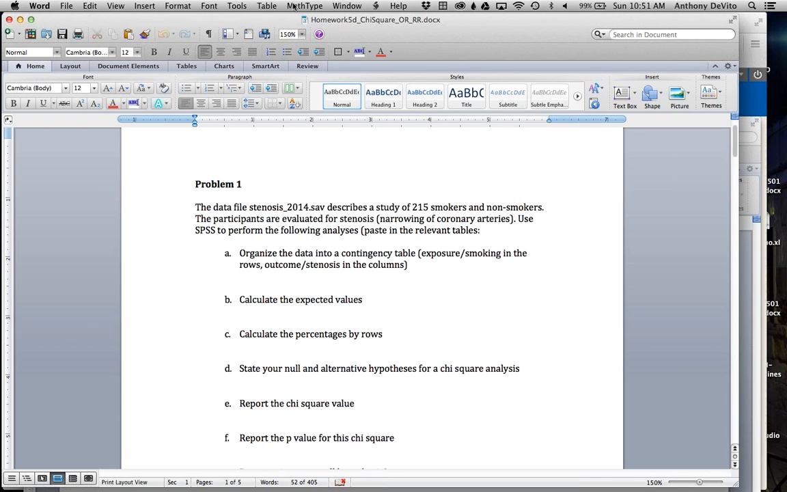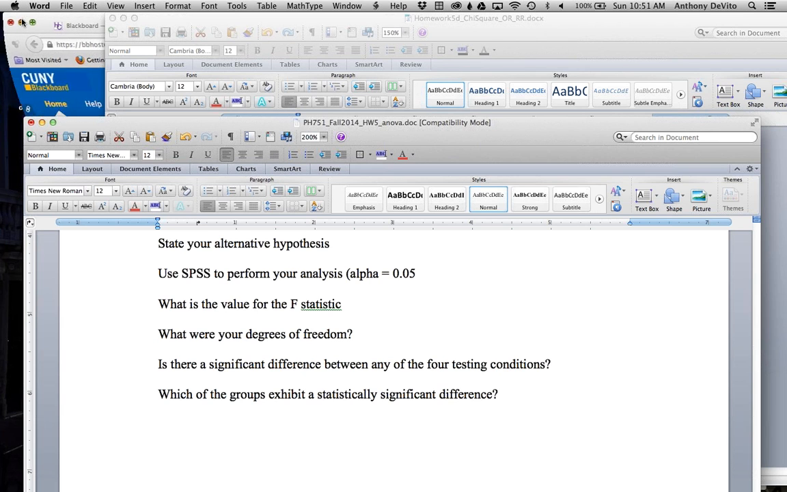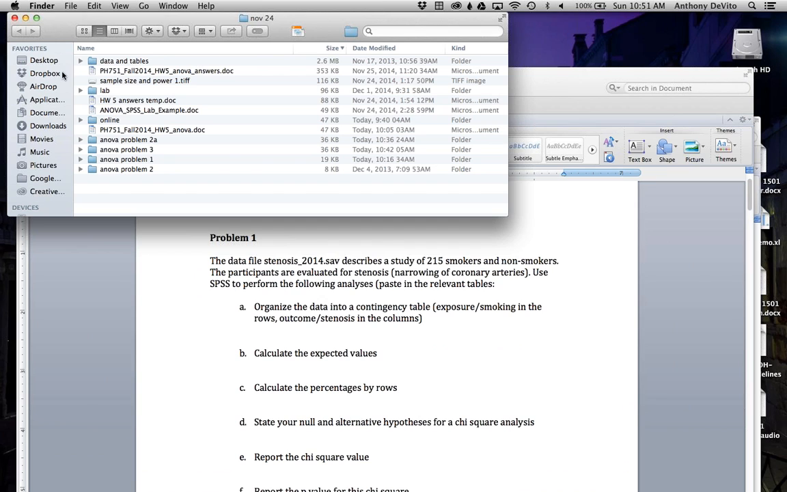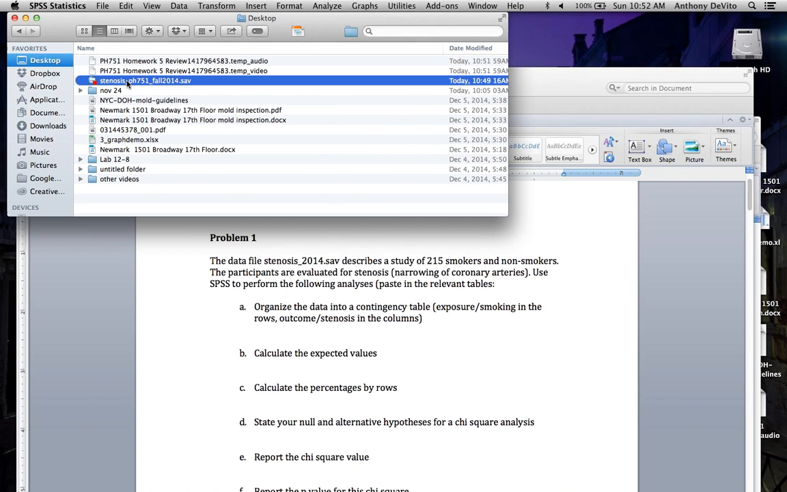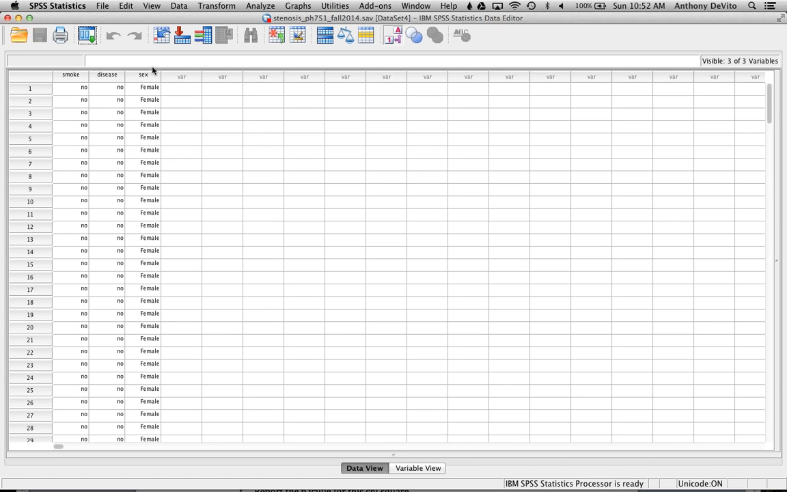Okay, so I'm going to open up that data set that I just stored on my desktop, and hopefully I'll be able to find it. Let's see, there it is. Good. Okay, and there's our data. I also have data on gender, for instance. Here's my data on disease. They have stenosis or they don't. And smoking status. Are they smokers or are they not smokers?